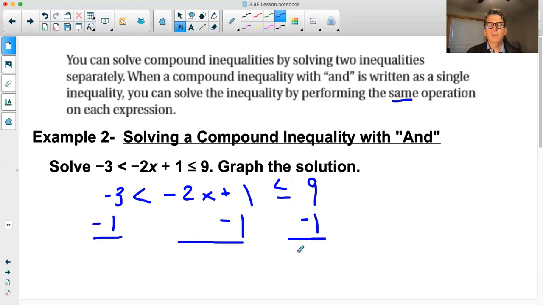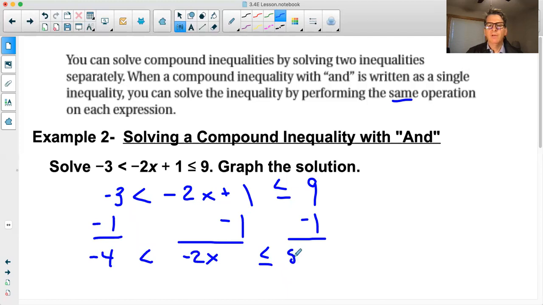Okay, with this compound inequality, and this is an "and." So basically, the left side and the right side have to be true. So -3 minus 1 is -4, is less than, this is canceled out now, and we have -2x, less than or equal to 9 minus 1, which is 8.